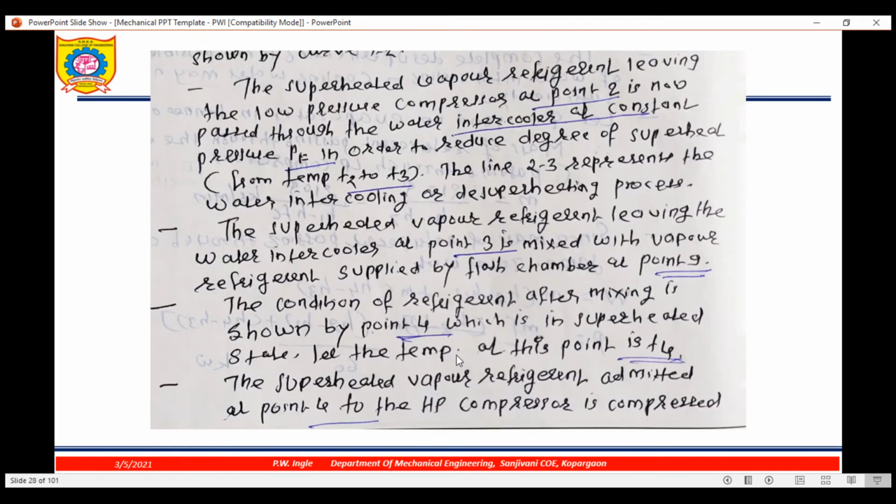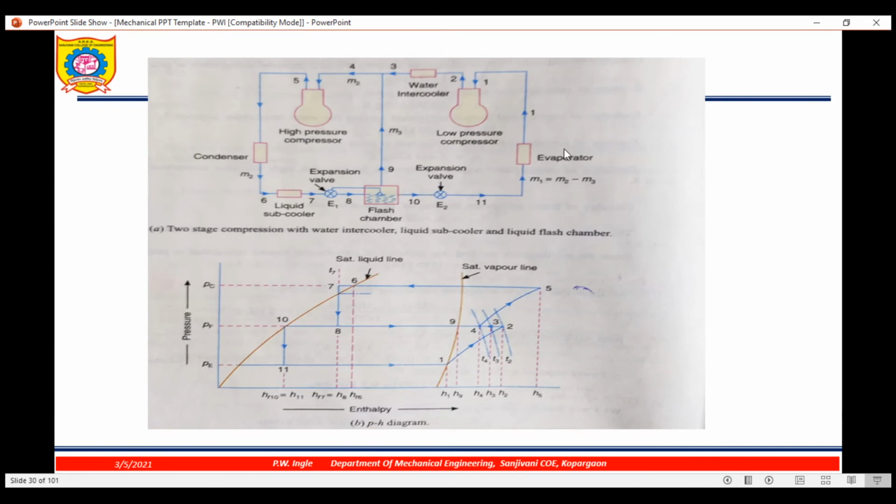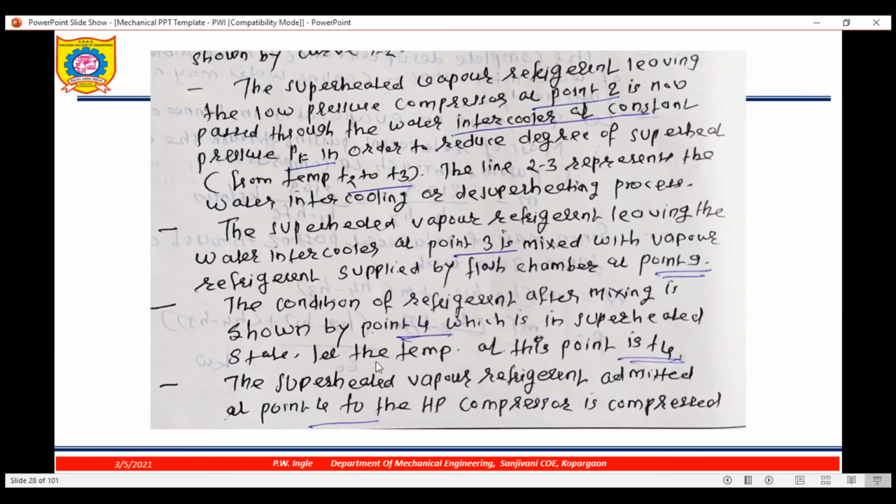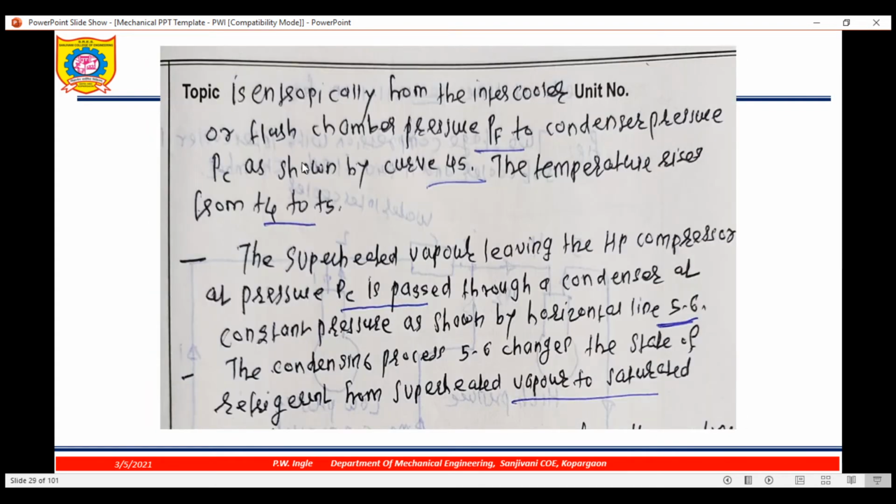Here you see it is in superheated state. Okay, here we are getting what? Superheated state, state 4, before it is supplied to the high pressure compressor. Okay, isentropically it will go from the intercooler flash chamber pressure PF to condenser pressure.